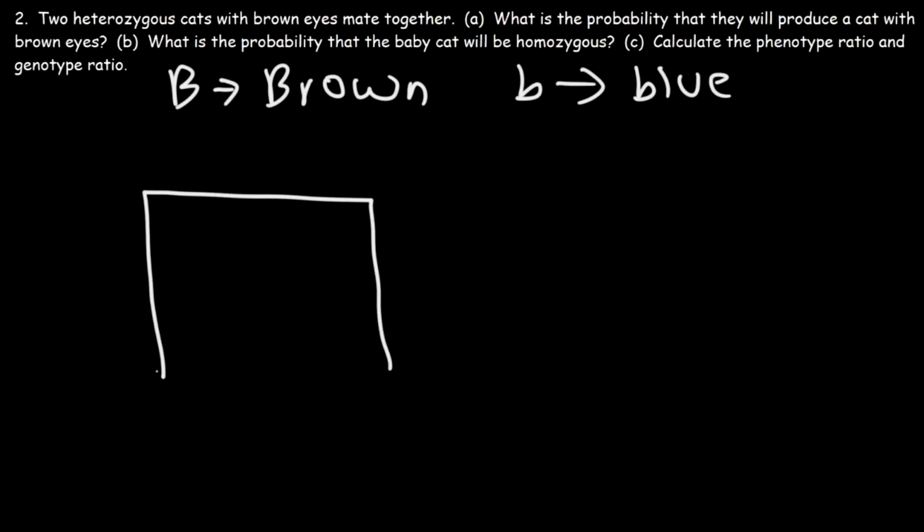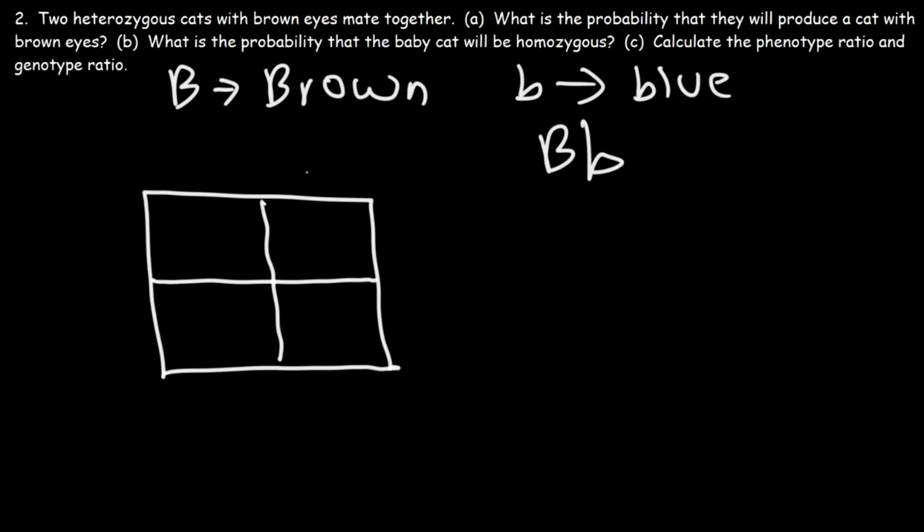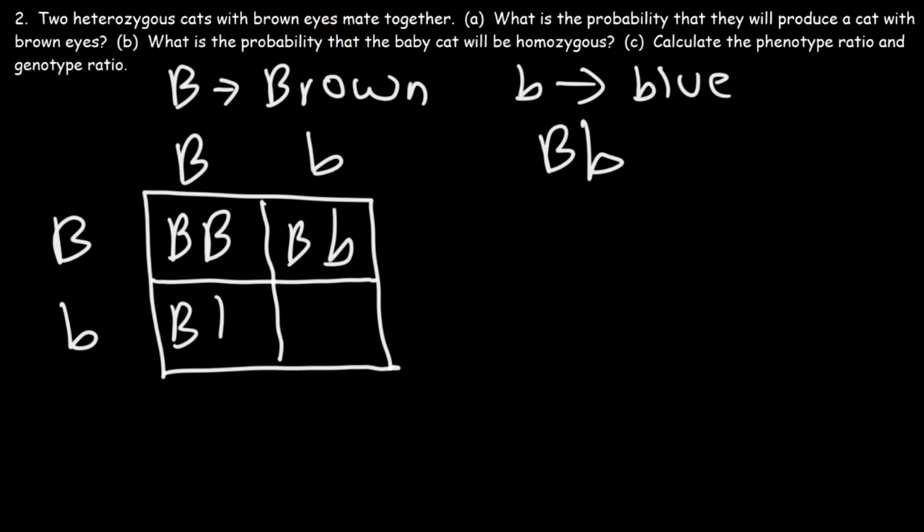So let's begin by drawing a Punnett square. Now the fact that both parents are heterozygous means that their genotype is big B, little b. So we can write that here. So in this spot, that's going to be the intersection of big B and big B. Here we're going to have big B, little b, same over here. And for the last one, that's going to be the intersection of 2 lowercase b's.